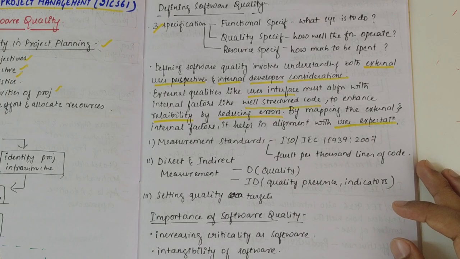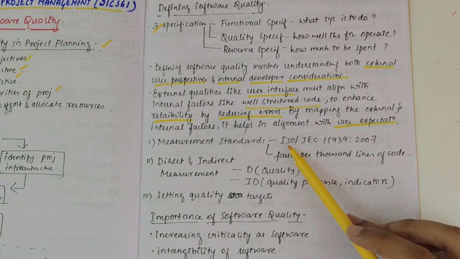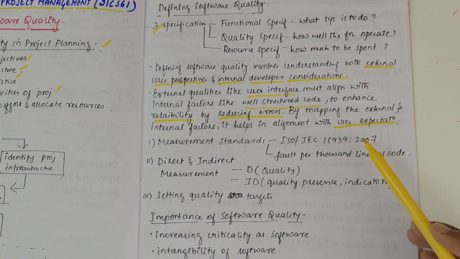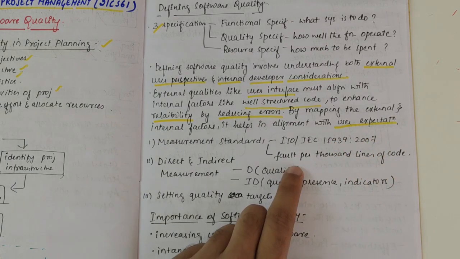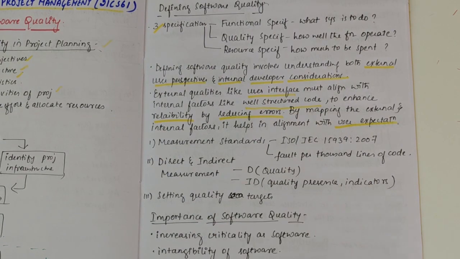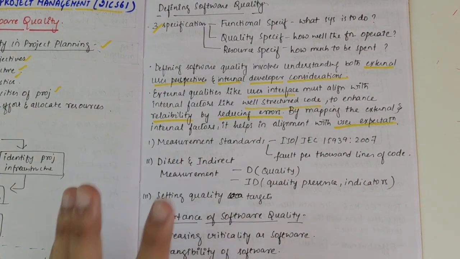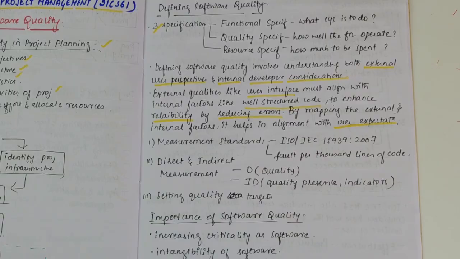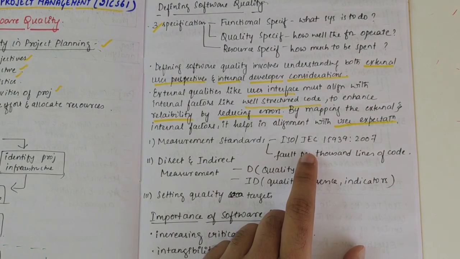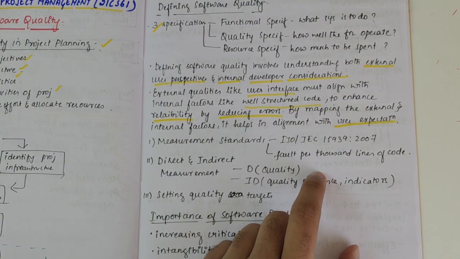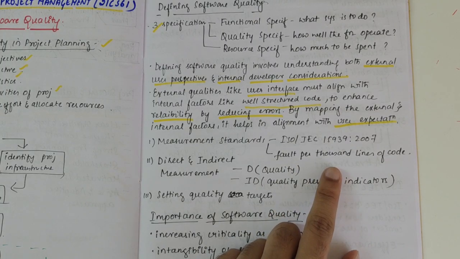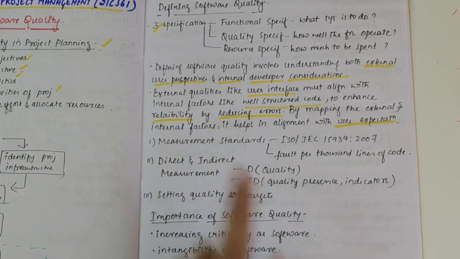Next we have the measurement standards. First one we have is ISO IEC 15939 2007, and faults per 1000 lines of code. These are the measurement standards used to evaluate the software. For example, ISO IEC 15939 2007 is a framework used to evaluate or measure software quality. Faults per 1000 lines of code is again a meaningful criterion to count how many faults are occurring in 1000 lines of code. So these are measurement standards.